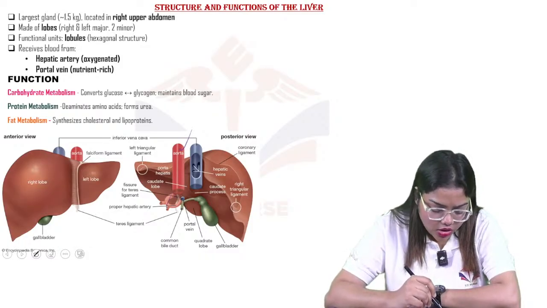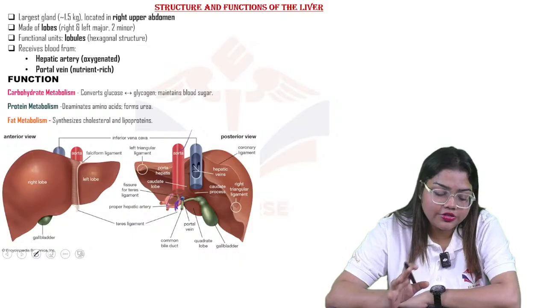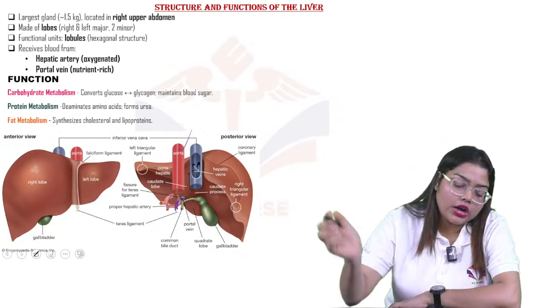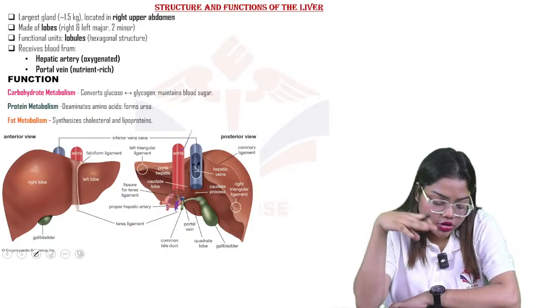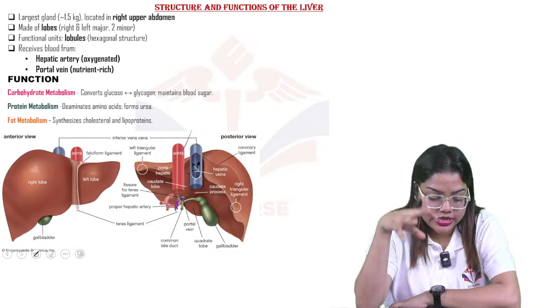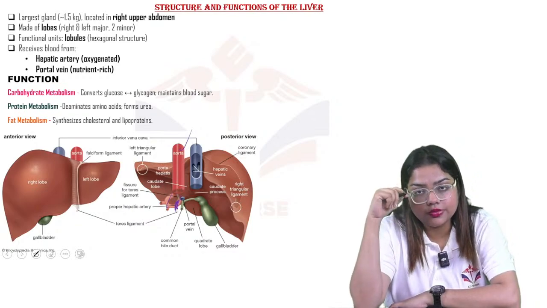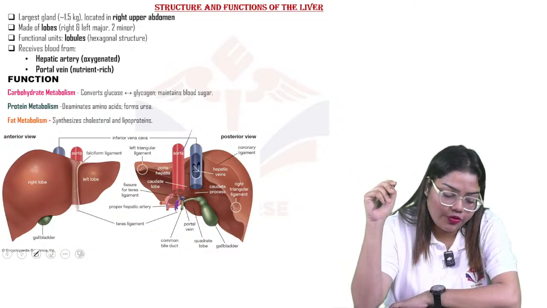Okay, this is the hepatic artery. From here it receives blood. Now what is the main function of the liver? As you can see the structure of this, the liver actually helps in metabolism. Metabolism of what? Metabolism of carbohydrate, protein and fat.